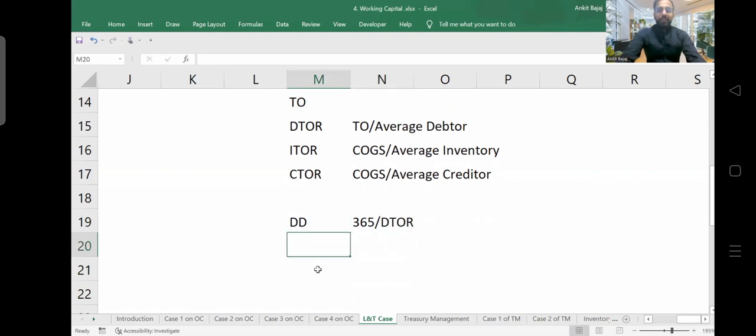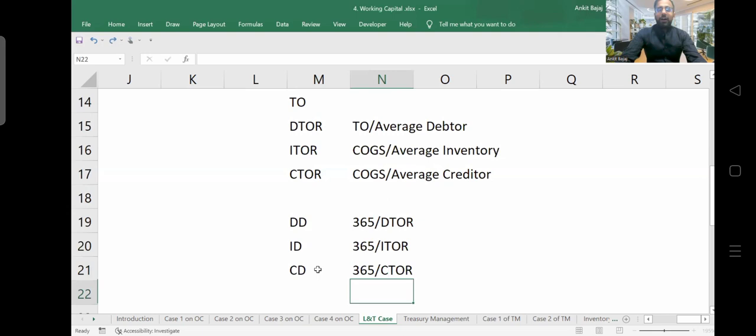Here, if you want to calculate inventory days, what is going to be the formula? 365 days divided by ITOR, right? And if you want to calculate creditor days, what is going to be the formula? 365 divided by CTOR, right? This is the formula to find out the days, and after that, you can calculate the solution.